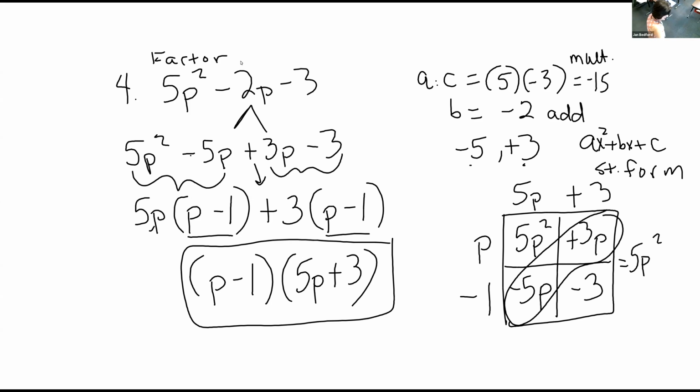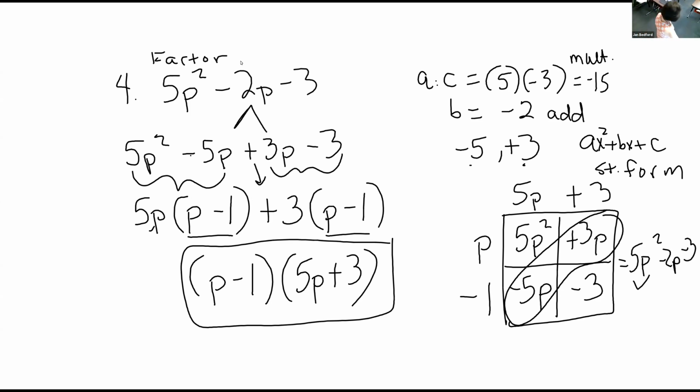So if I pull out like terms, I get my 5p squared. What happens if I add a positive 3p and a negative 5p? How much is that? Positive 3p plus negative 5p is? Negative 2p. And then a minus 3 on the end. Is that what I started with? It checks.